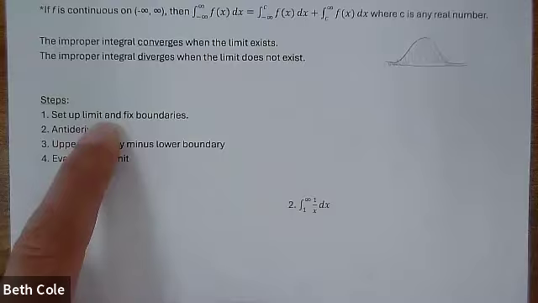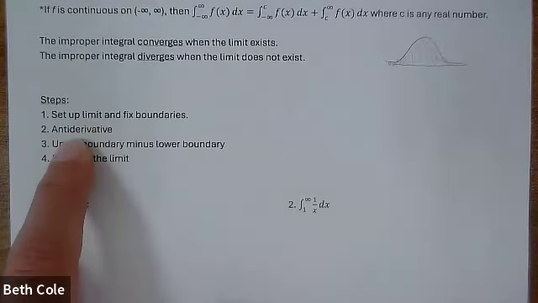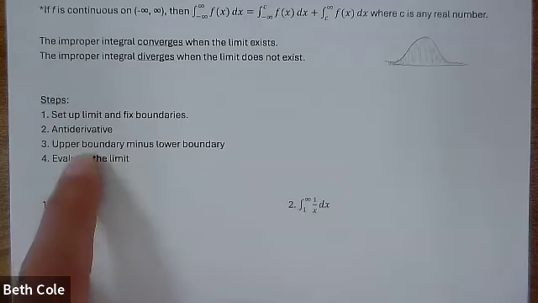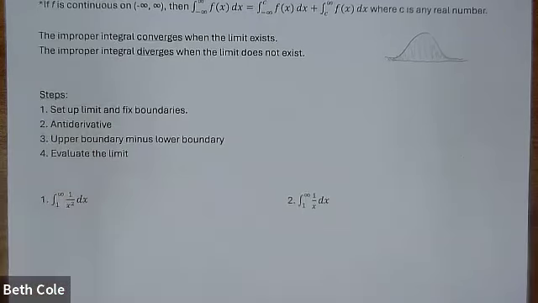They are four-step problems. You're going to set up your limit. Basically, you're just rearranging the symbols on the paper. You're not really doing anything in that step. Antiderivative, that's the step that's calculus. Upper boundary minus lower boundary. And then lastly, you evaluate the limit. So quick pep talk. You have to write limit, blah, blah, blah, at the front of every single step until you get to the end.